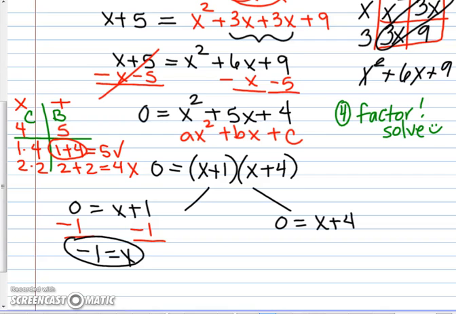On the other side, what do you need to get rid of? The 4, so you're going to subtract 4 from both sides. What's 0 minus 4? Negative 4 is equal to x. These are your two solutions, possibly. Okay, so now you need to see if they're real or extraneous.